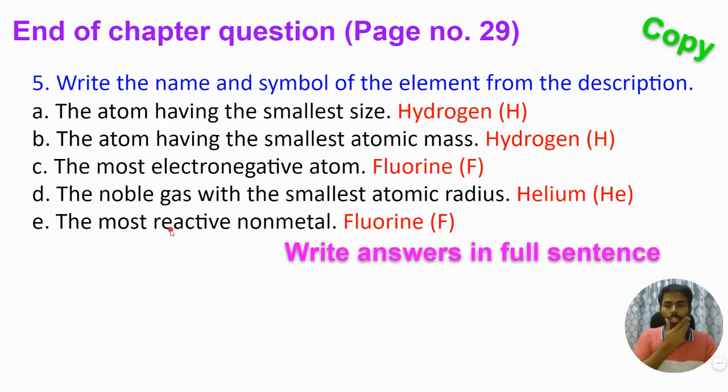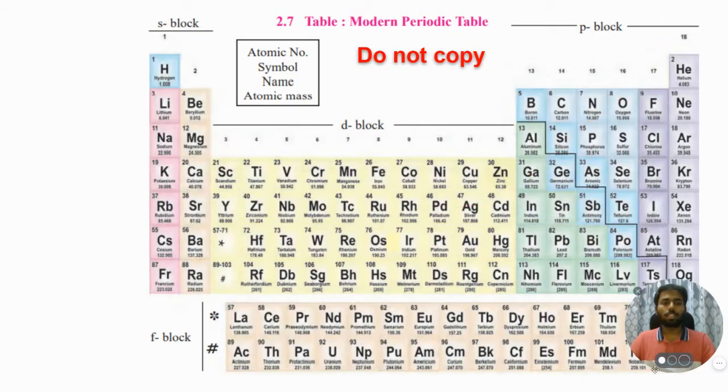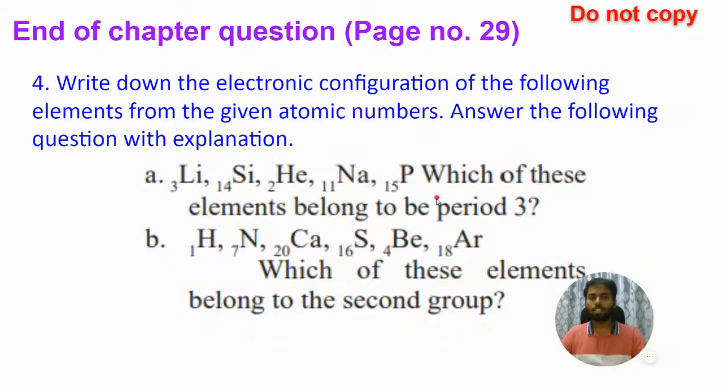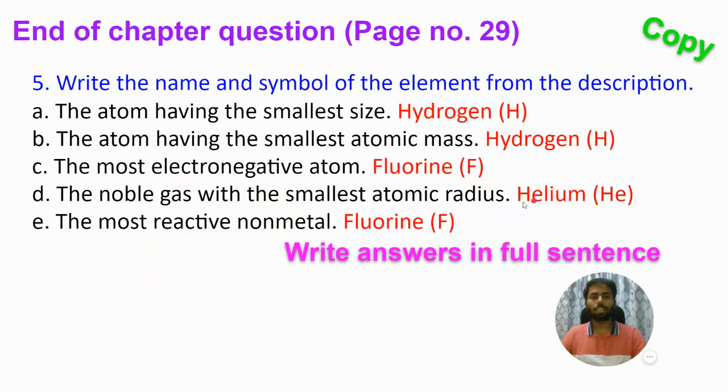Okay, next, the noble gas with the smallest atomic radius. Where are noble gases? Noble gases are here on the right hand side. Okay, so the smallest size will be the one at the top, right? As you move from top to bottom, the atomic size increases. The smallest atomic size will be the topmost noble gas, which is helium. So the answer is helium. Again, make sure you're writing the answers in full sentences.